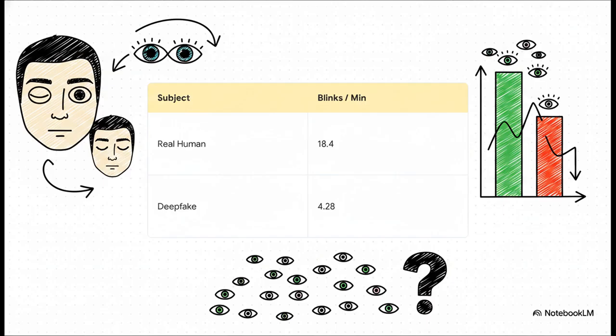Look at this data from the UADFV dataset testing. Deepfake models are trained on millions and millions of photos of people from the internet, right? Well, guess what? People don't usually post photos of themselves with their eyes closed. Because the training data lacks closed eyes, the AI literally doesn't learn how to blink properly. Researchers found that real humans in their dataset blinked an average of 18.4 times per minute. The deepfakes, only 4.28 times per minute. It is a massive, quantifiable physiological failure.